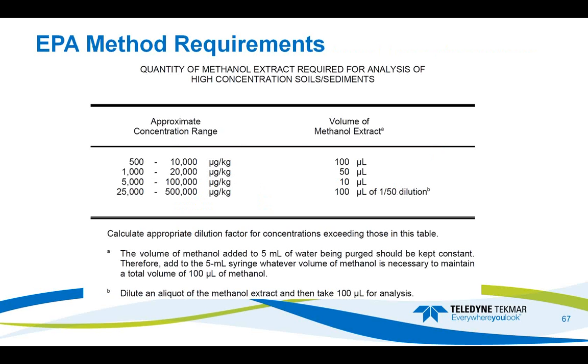So looking at our EPA method requirements specifically, once we have that methanol extract, so once we've done that extraction, how much do we add to water? Well, depending on what we expect our concentration range to be, that affects the amount of methanol that we would then add to our 5 mils of water for our purge and then our trapping.